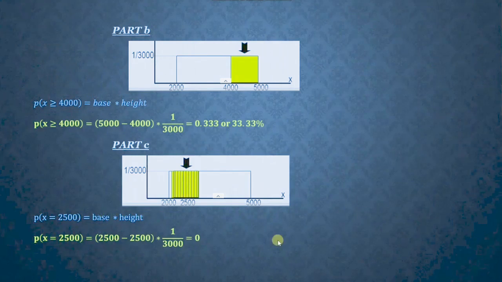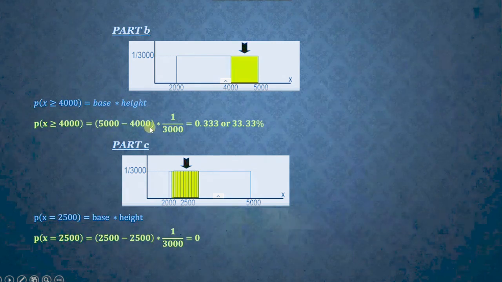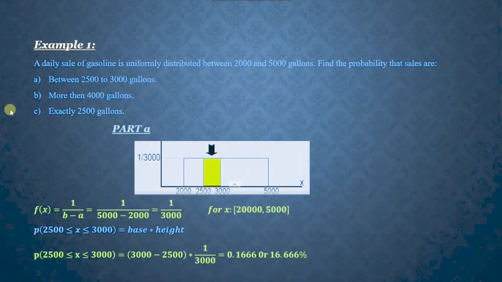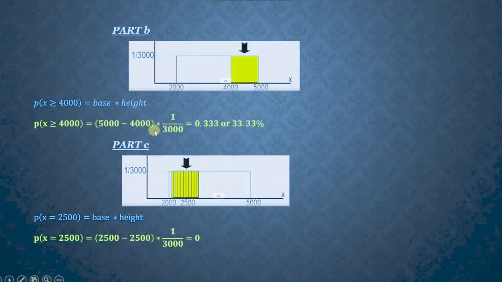In part B, the same probability formula is applied with a difference in base. Now the base is 5000 minus 4000, because in this part we have to find the probability of more than 4000 gallons. So the base is 5000 minus 4000 multiplied with the height 1 upon 3000, resulting in 33.33% probability.